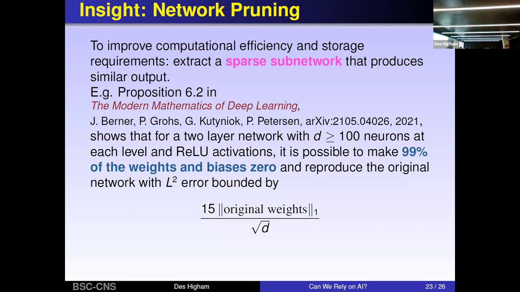In a certain circumstance, with more than 100 neurons in the network, you can throw away 99% of your parameters and still get something which, compared to the original network, has a small error. So if you have a large number D of neurons, and you throw away 99% of them, you're making a relatively small change. Thinking of a network as a function, the functional norm doesn't change very much. So there's a well-defined sense in which we can throw neurons away, or we can argue that most of the neurons are redundant. They're not doing very much.